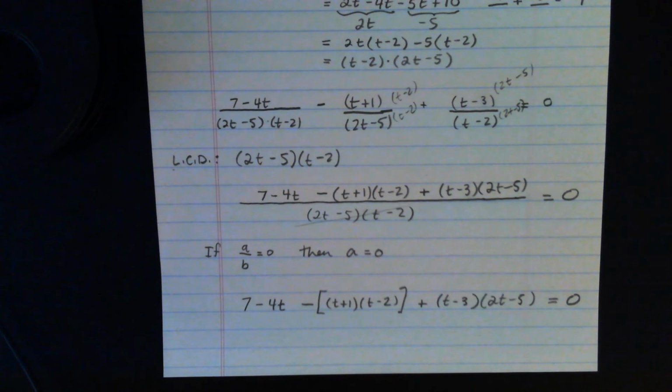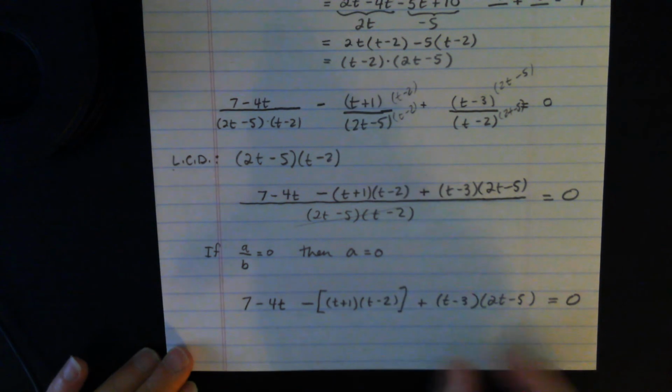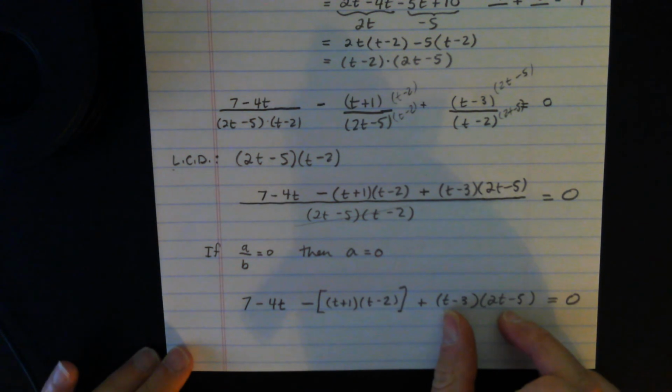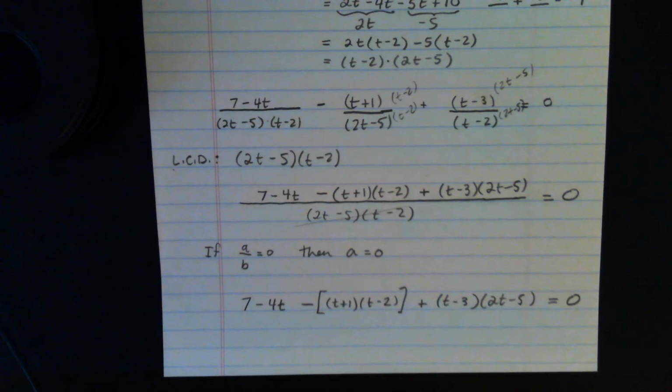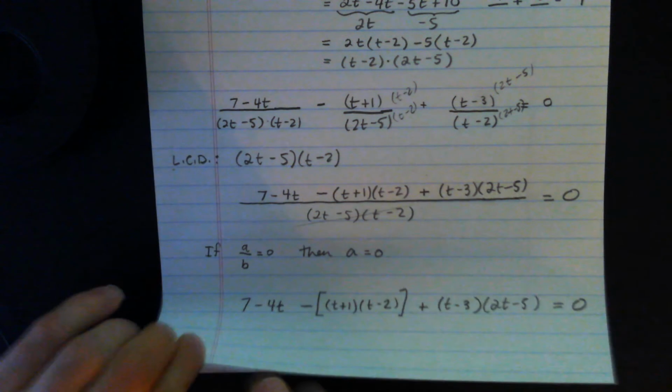Okay, so what do we have here? Well, chances are we're going to have a quadratic equation. I'm going to FOIL that out, which will give me a t squared term. I'm going to FOIL this out, which will give me a t squared term. And then we'll be left with a quadratic equation to solve. So I'm just going to start a new piece of paper here.